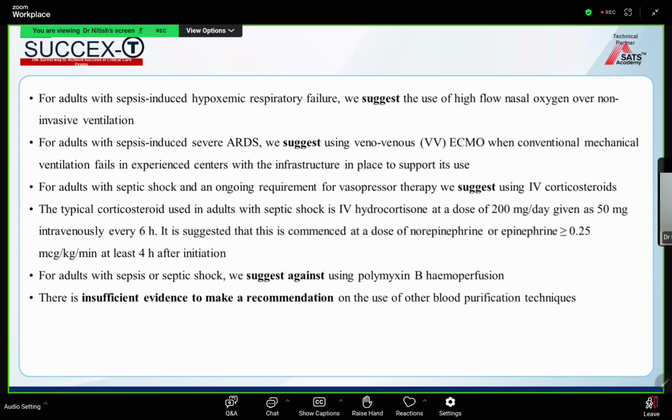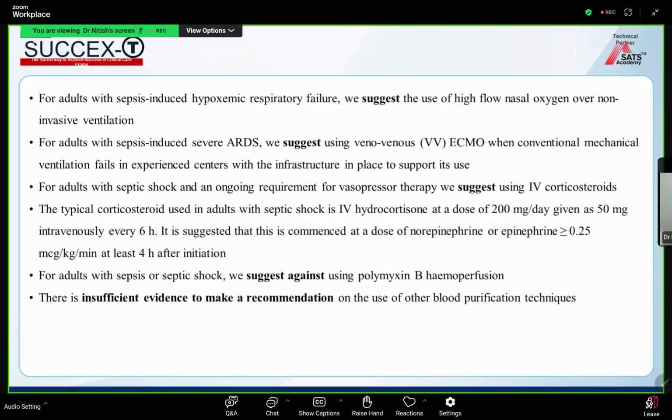High flow nasal cannula has a role in 2021. So any septic patients with hypoxemic respiratory failure, you can start the patient on high flow nasal cannula. There is some weak suggestion on starting veno-venous ECMO, provided the center is well equipped for that.